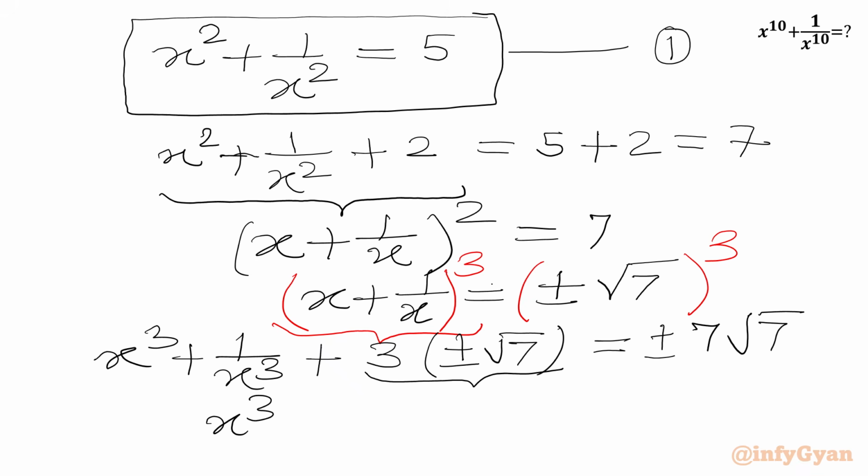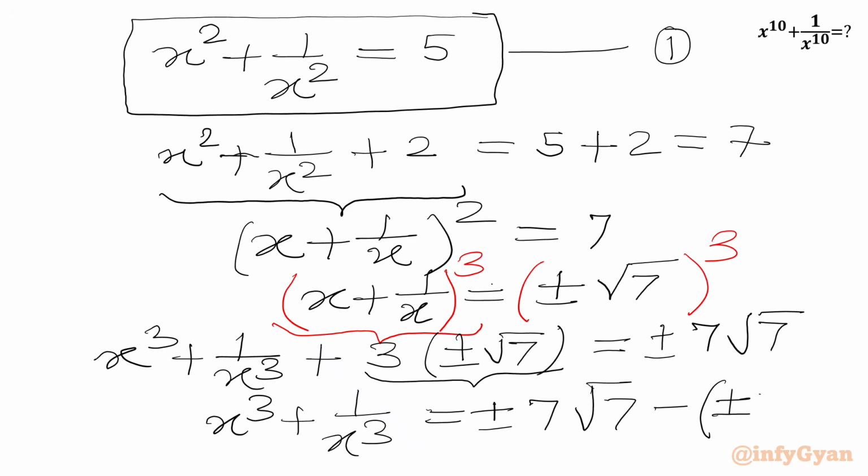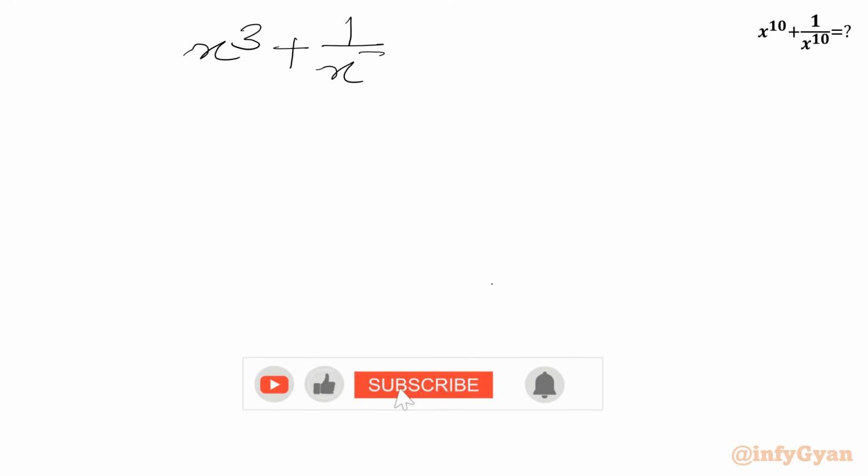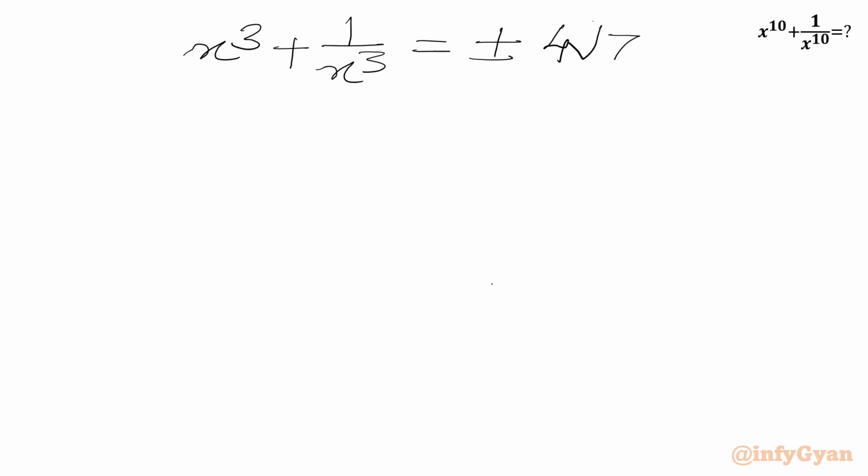So we are going to get x cube plus 1 over x cube equal to plus minus 7 square root 7 minus plus minus 3 square root 7. So we are going to get 4 square root 7 with plus minus sign on the right hand side. So I will write x cube plus 1 over x cube will be equal to plus minus 4 square root 7. Here we will write equation number 2.